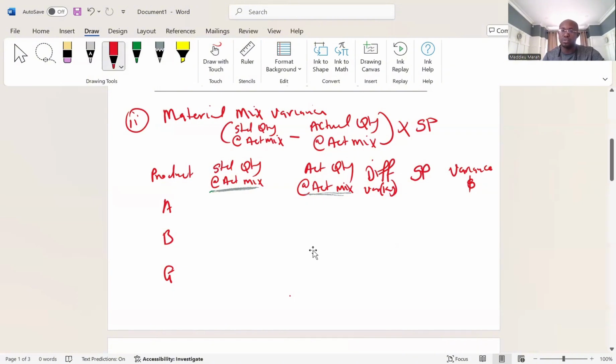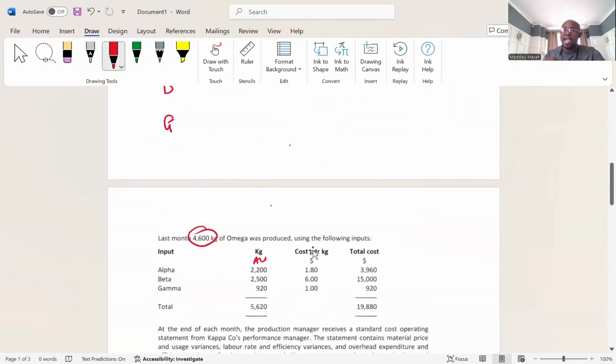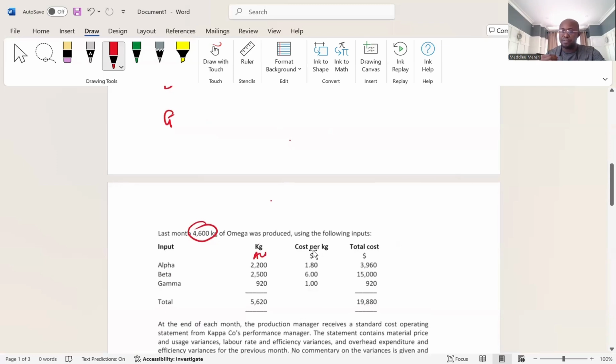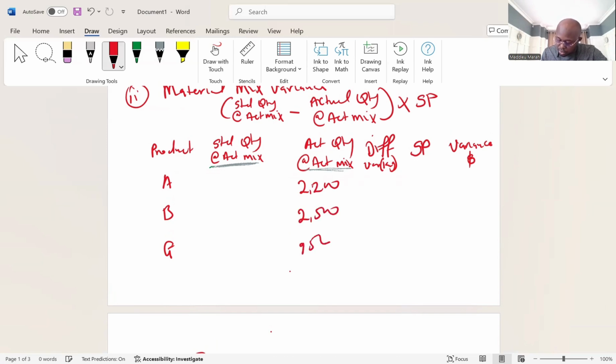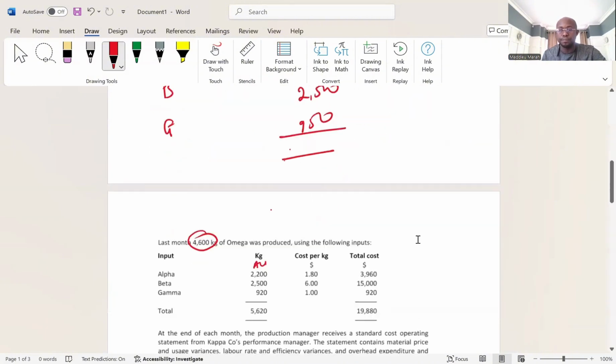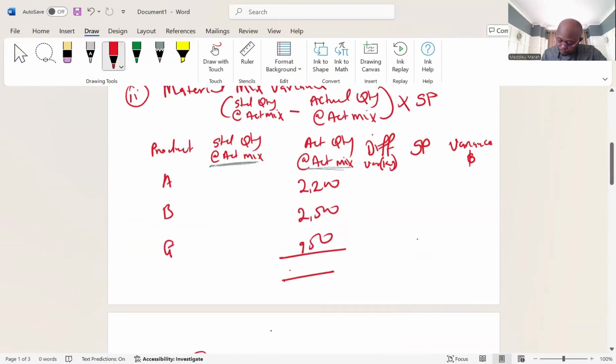So let's go to the actual results. What are my actual results? My actual kg: I have 2,200, 2,500, and 920. These are my actual figures. The total gives me how much? 5,620. This is my first step: I'll start with my actual result.